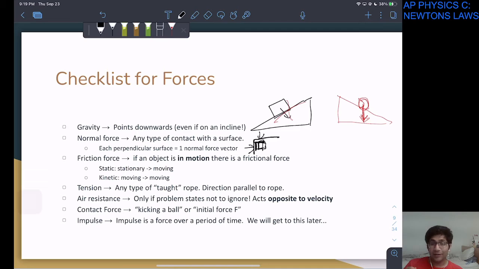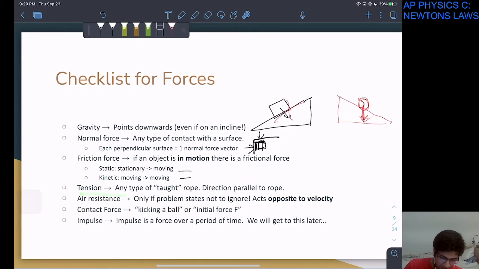If the object is stationary and then starts to move, then it's a static coefficient that we use. If it's an object that's moving and it's still moving when we're analyzing the problem, we're not moving it from rest, we're moving it from already in motion, then we use the kinetic coefficient of friction. Oftentimes you might see a problem that gives you both static and kinetic, and it's up to you to decide which one to use. This is the thought process you should have: is it going from at rest or is it going from in motion?